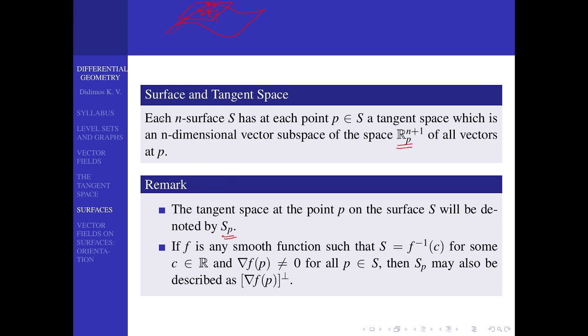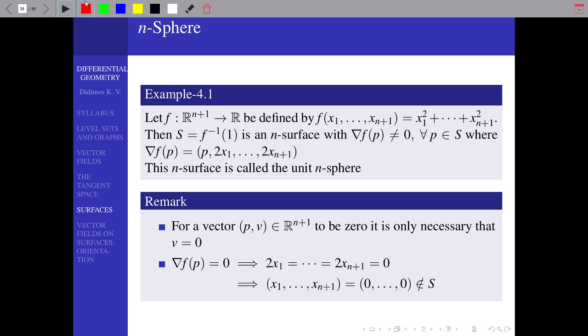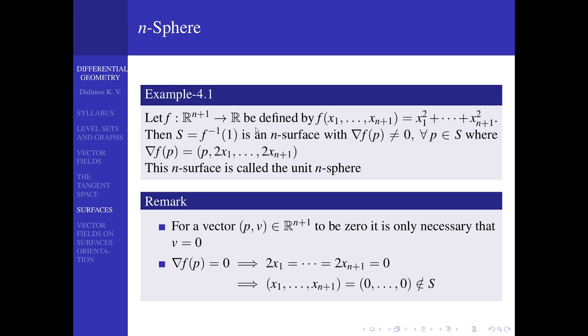Now we have examples. We have a number of examples in this chapter. The first one is example 4.1. In example 4.1, we have f from R^(n+1) to R defined by f(x1, x2, etc., x_(n+1)) equal to the sum of the squares of these coordinates. Then if you define S equal to f inverse of 1, that should be an n-surface in R^(n+1) with del f(p) not equal to 0 for all p belonging to S, where del f(p) is equal to this one.